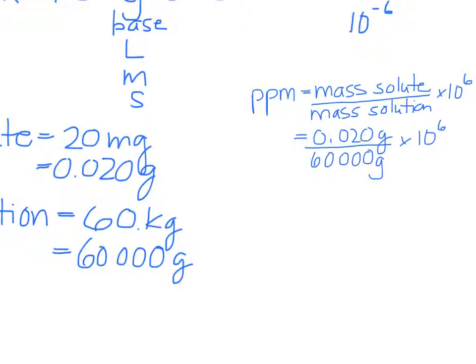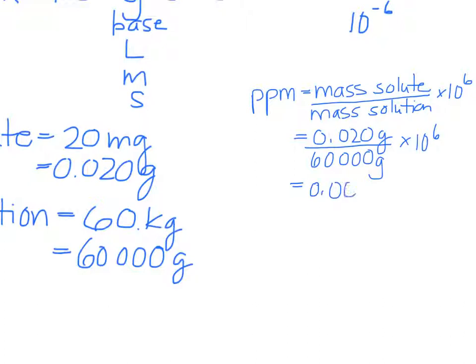So when we do 0.02 divided by 60,000 on your calculator, what do you get? There's like 6 zeros before the first 3. If this was gone here, you would have got... did you put the 10 to the 6 in? Yeah, you did put the 10 to the 6 in. Okay, never mind, scratch that.